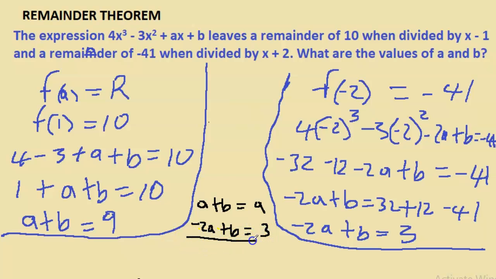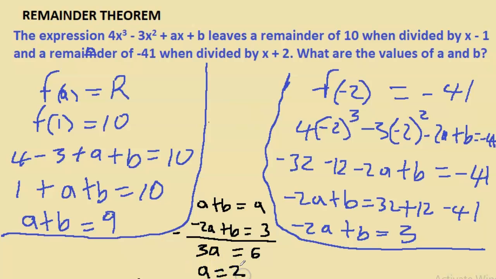And of course, since we have the same amount of b's, we can subtract to eliminate that. But remember, when you're subtracting, it's term above take away term below. So a take away negative 2a becomes positive 3a, right? Because double negative. And then b take away b, that's 0. And 9 take away 3, that's 6. So divide both sides by 3, the value of a is 2.